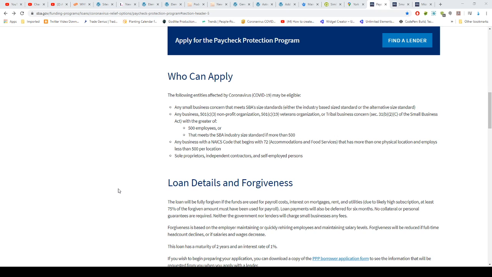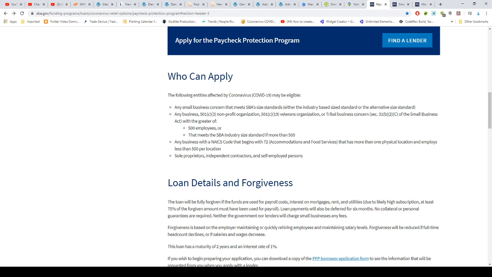Neither the government nor lenders will charge small businesses any fees. Forgiveness is based upon the employer maintaining or quickly rehiring employees and maintaining salary levels. Forgiveness will be reduced if full-time headcount declines or if salaries and wages decrease. This loan has a maturity of 2 years and an interest rate of 1%.